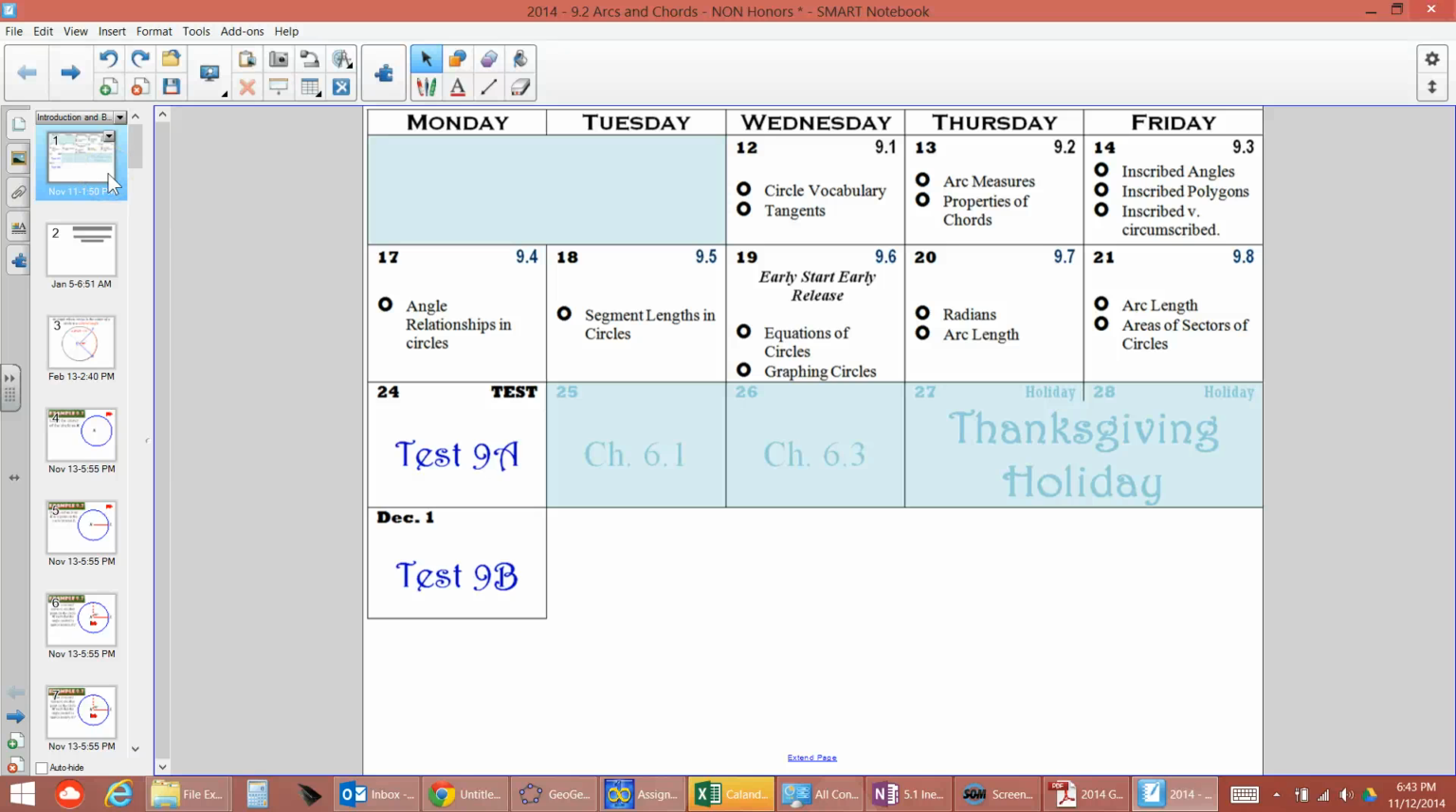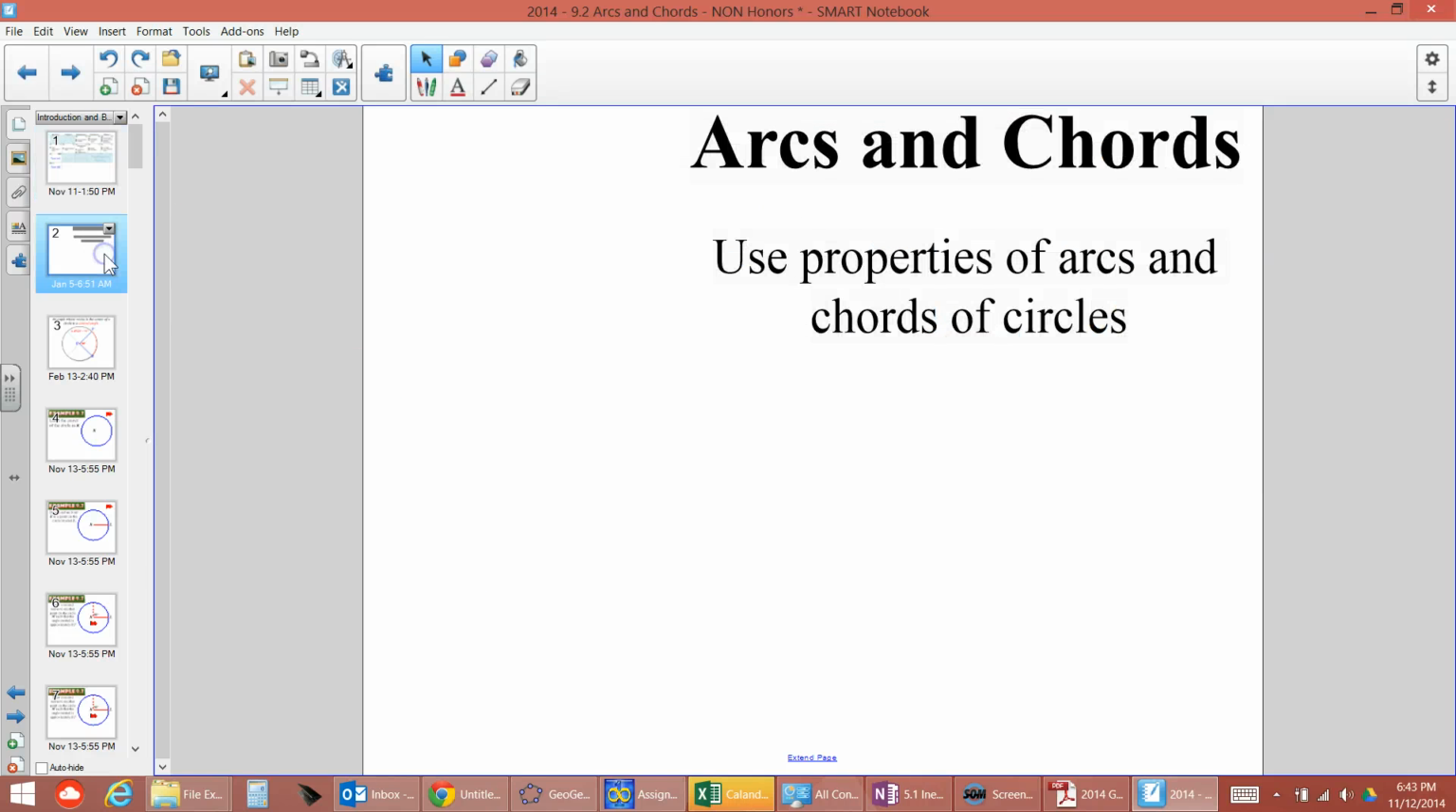All right, here's Geometry Notes 9.2. Calendar's a little bit mixed up. We're going to finish 9.2 on Friday, and if I can swing it right, next week will be totally different, so not really important. But we're going to be talking about arcs and chords today, the properties of arcs and chords of circles.